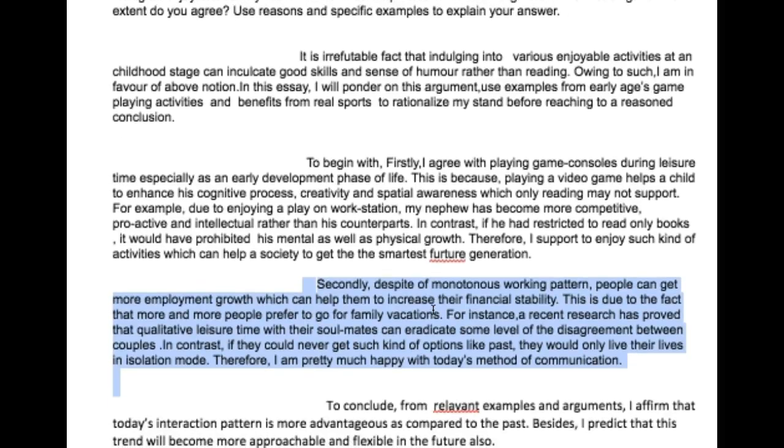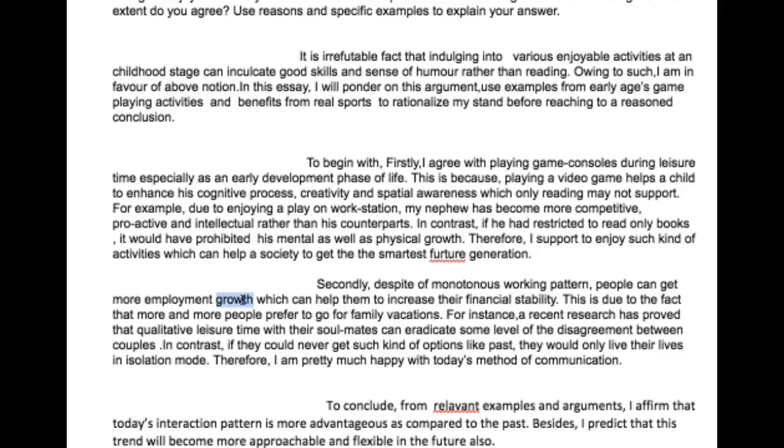Okay. We're talking about work. We're talking about holidays. We're talking about soulmates, disagreements. Okay. Focus on one topic. Focus on one idea. Okay. Work growth, not enough time to talk with the child. Yeah.